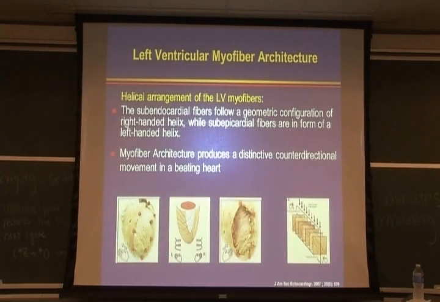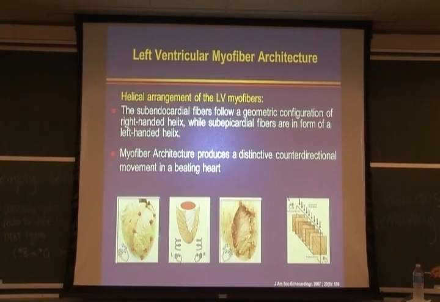The morphologists have tried to analyze the myocardial fiber orientation for quite some time. In recent times, there has been a lot of research on myocardial fiber orientation, and one of the accepted facts is that the myocardial fibers are arranged in a sort of helical fashion. So subendocardial fibers, which are next to the left ventricular cavity, are arranged in what we call a right-handed helix, whereas subepicardial fibers, meaning just below the external surface, are arranged in a left-handed helix.